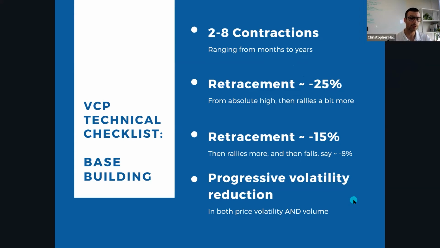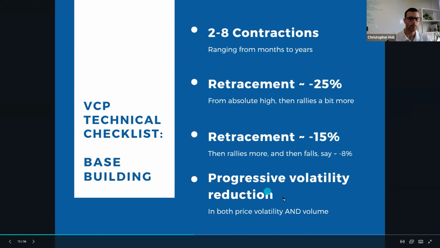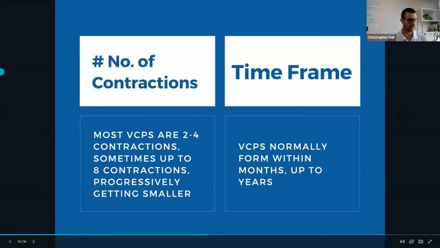They're smaller contractions, obviously smaller numbers. We also want to see that progressive volatility reduction. While these retracements might be smaller, you also want to see the candles or the intraday trading reduce in range. You want to see the volatility intraday reduce, and then also the volume as well, which goes hand in hand from a Wyckoff perspective of showing the reward for effort. Progressive volatility reduction in both price and volume, and we're going to see that in the examples.